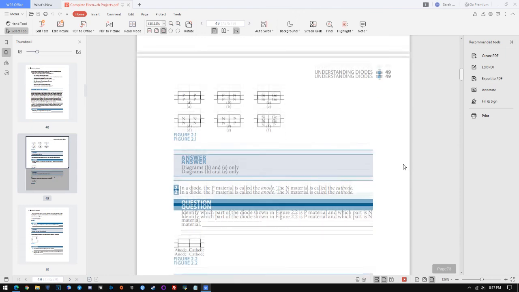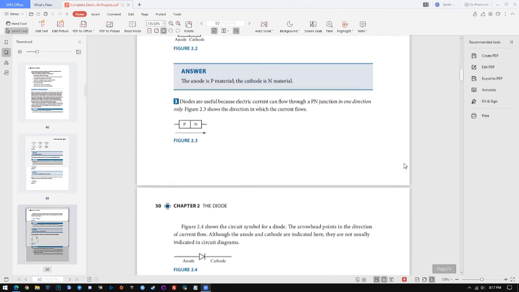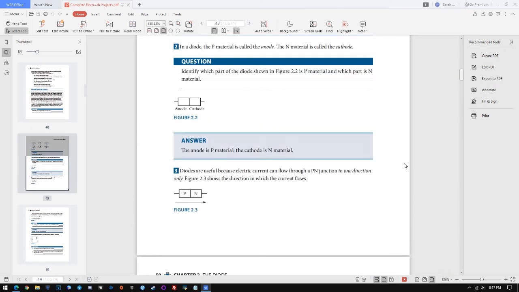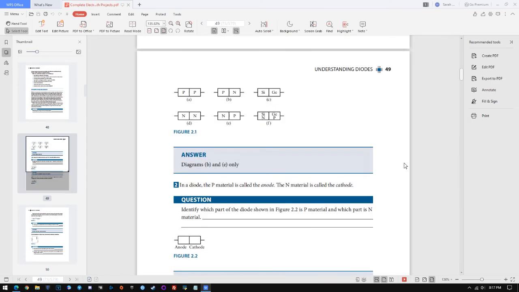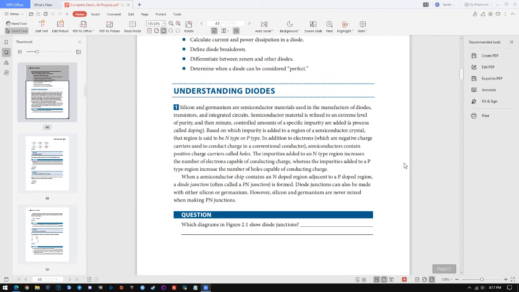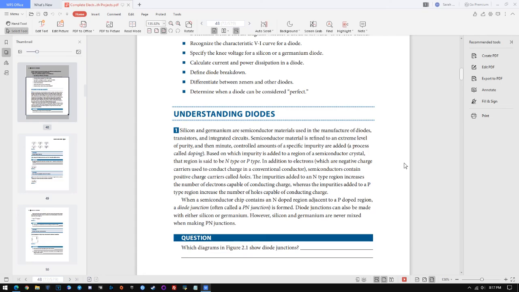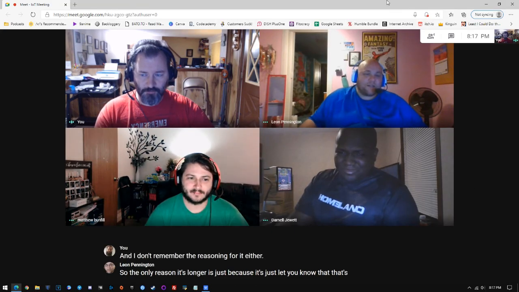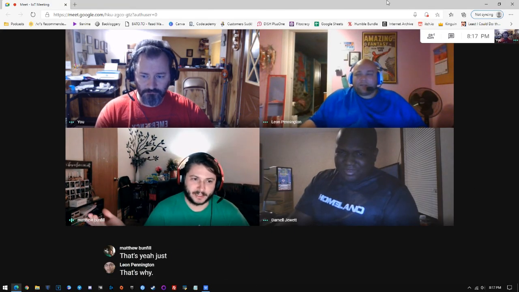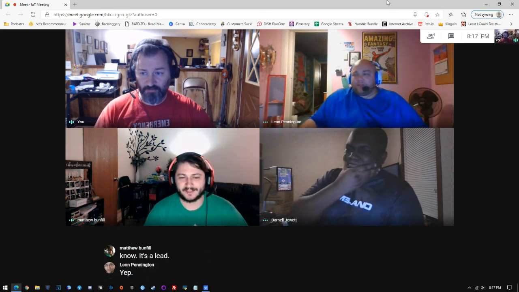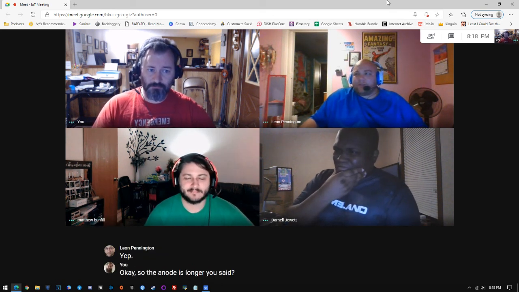I honestly don't remember, and I don't remember the reasoning for it either. The only reason it's longer is just to let you know that it's a lead. Okay. So the anode is longer, you said? Okay. Yeah.